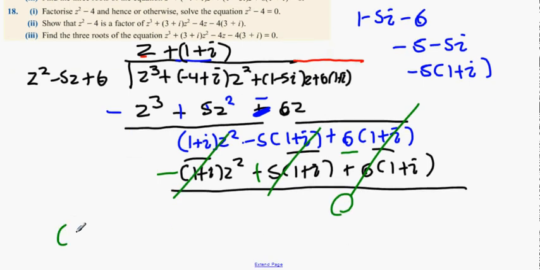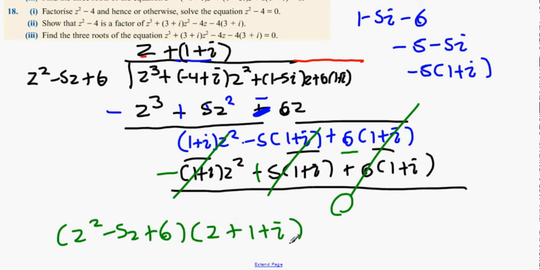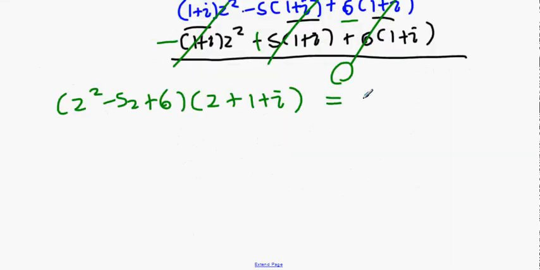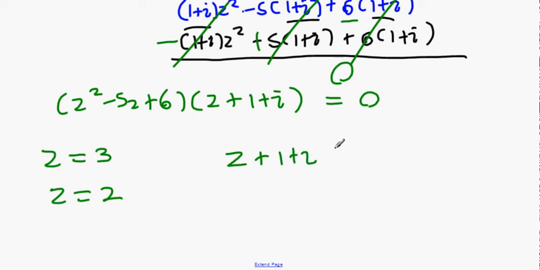So now you know that your factors are z squared minus 5z plus 6 into z plus 1 plus i. Then when we factorize them and put them equal to 0 to find the roots, we get z equals 3, z equals 2, and now z plus 1 plus i equals 0. Bring the 1 plus i over the other side and we get z equals minus 1 minus i. And there are our 3 roots to this equation.